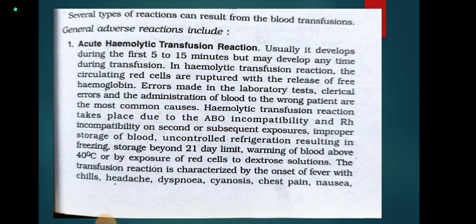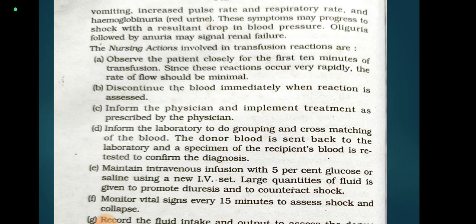The transfusion reaction is characterized by the onset of fever with chills, headache, dyspnea, cyanosis, chest pain, nausea, vomiting, increased pulse rate and respiratory rate, and hemoglobinuria, red urine. These symptoms may progress to shock with a resultant drop in blood pressure. Oliguria followed by anuria may signal renal failure.